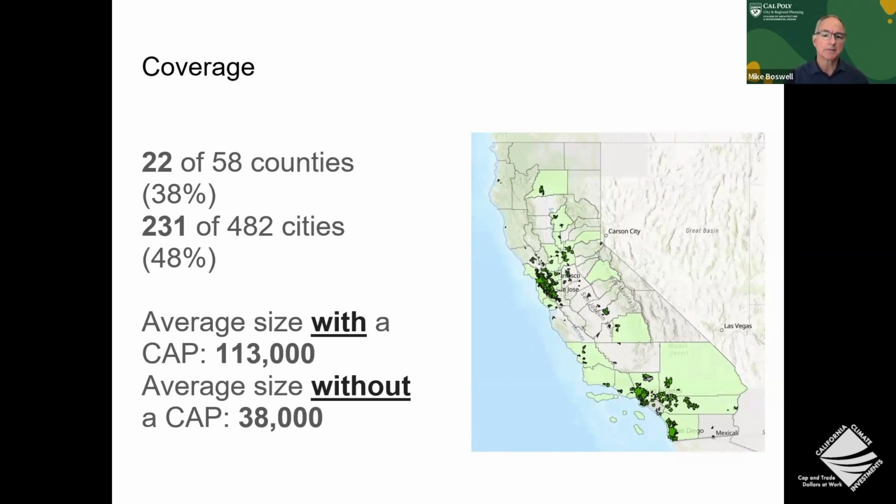If you look at the size of these communities, the ones that have a CAP tend to be larger. They're usually more urban as well. The ones that do not tend to be smaller and more rural. You can also see that in the map as well. Given that most of the larger communities in California have done a climate action plan, even though it's only about half of the jurisdictions, it works out to about 3/4 of the population of California is living in a community that's covered by a climate action plan.